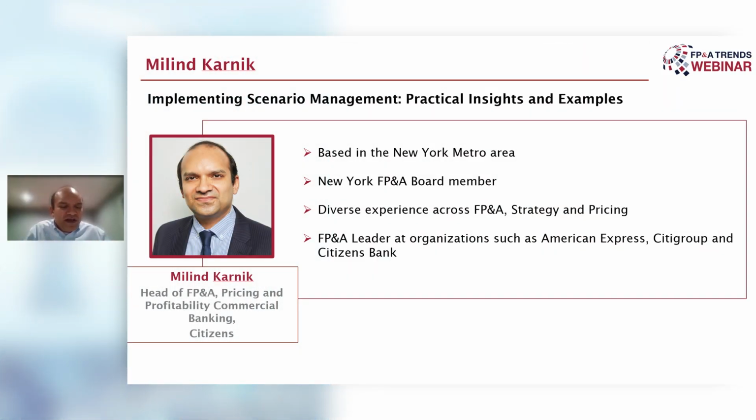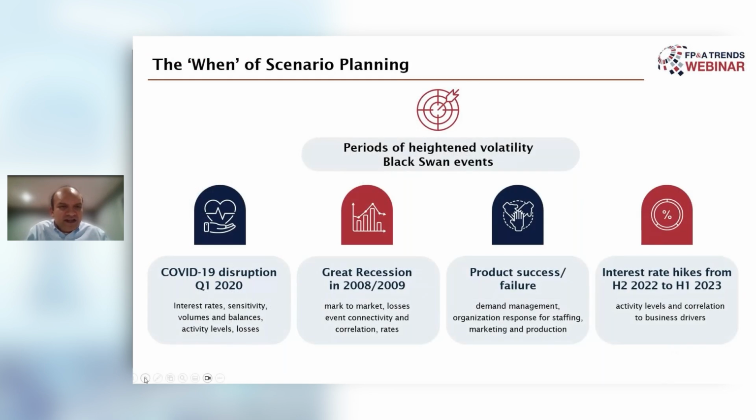Let me walk everyone through a few times when we've had to implement scenario planning across different organizations that I've been in. What I've put in this slide is really the big ones, what we call the black swan events. I think a lot of us go through small scenarios, what happens if this changes or that assumption changes. But I thought I'd talk through some of the big events that have happened over the last few years and how we think about them.